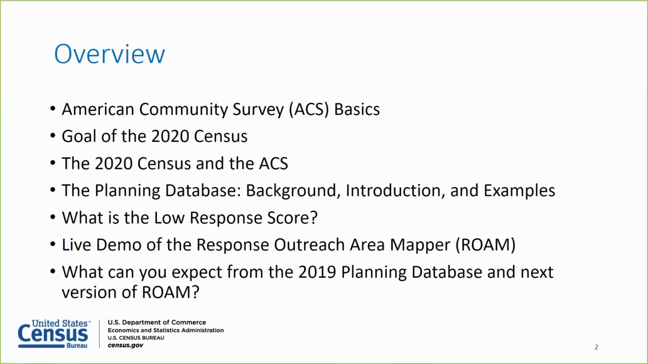So to get started, I just wanted to go ahead and give an overview of what we're going to be discussing. First, I'm going to give some basics about the American Community Survey and what we do for the ACS. We're also going to talk about the 2020 census and how it relates to the ACS. We'll then go over the planning database and what a low response score is. And then finally, we'll have a live demo of the ROAM application and let you know what you can expect going forward with the planning database and the next version of ROAM.